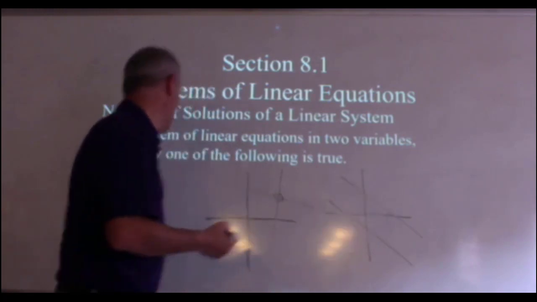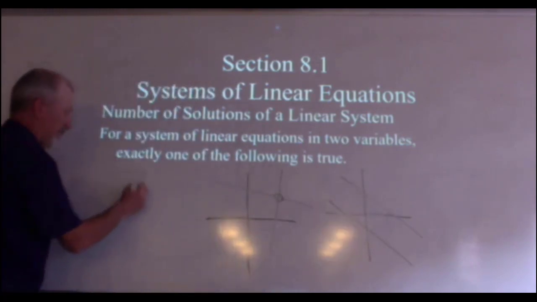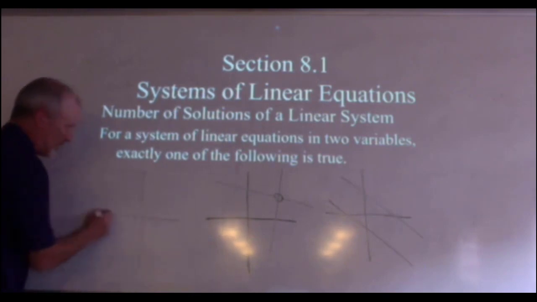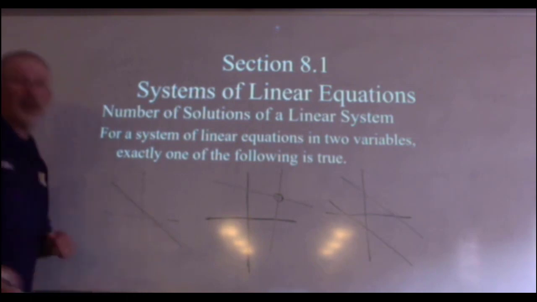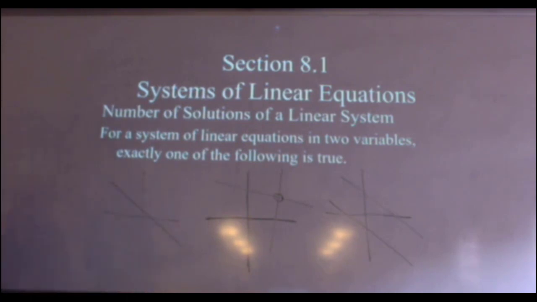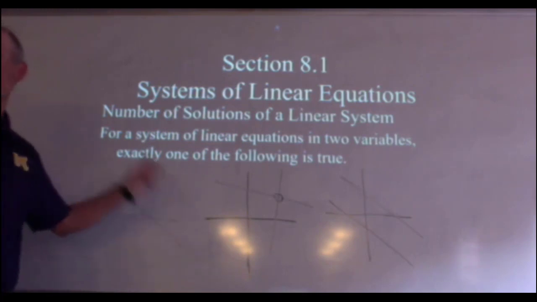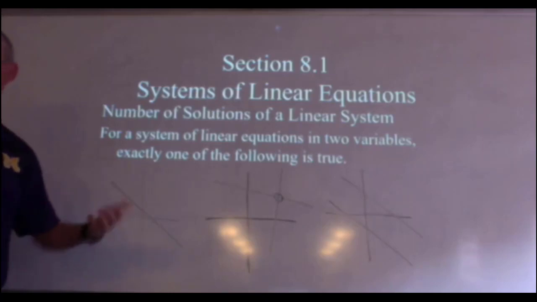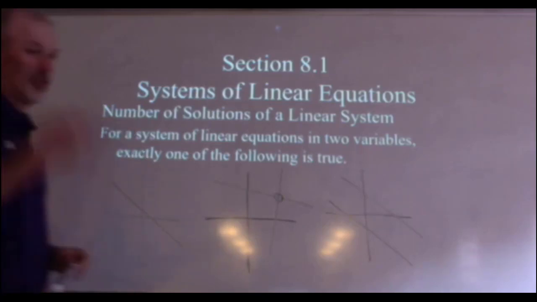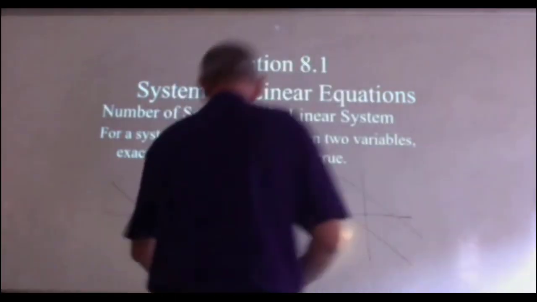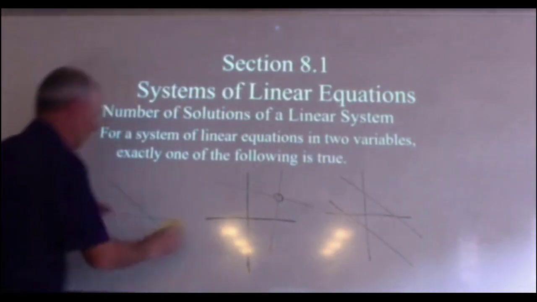And then the third case is this one. You might have two lines that completely coincide with each other. They're actually the same line, but they're described in different ways. So in that case, every point on this line is a solution to the system. And so you have infinitely many of them because they go on forever in those two directions. Okay, so these are the three things that can happen when we are talking about linear systems.